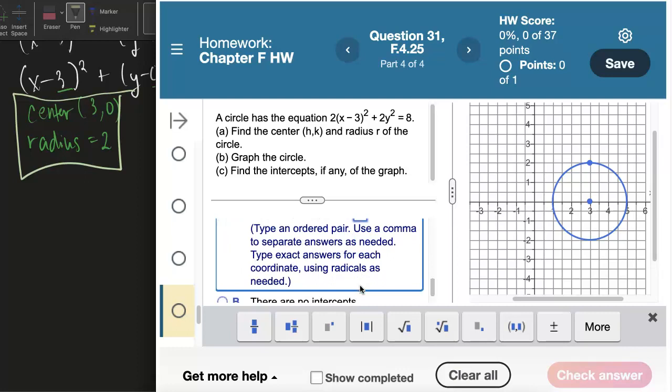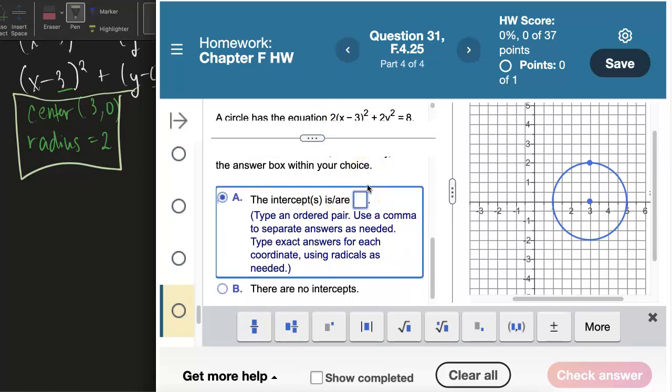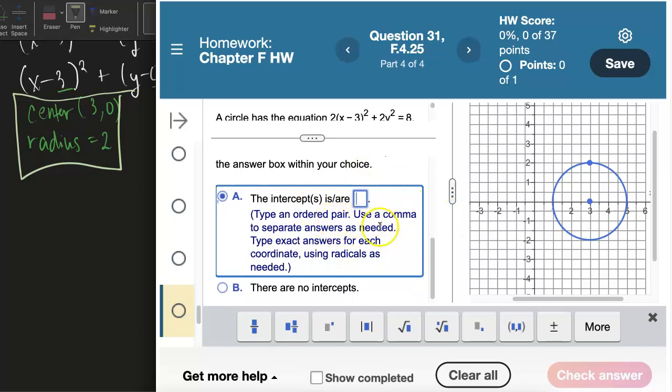We are told some additional information whenever we type in these intercepts. We're told to write them as an ordered pair. Sometimes you're told that, sometimes you're not, depending on how the question is worded. We're also told to use a comma to separate answers as needed. So we're going to type these values using a comma to separate and as an ordered pair.